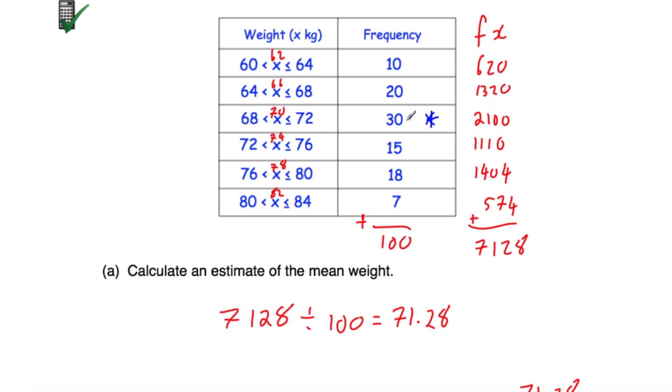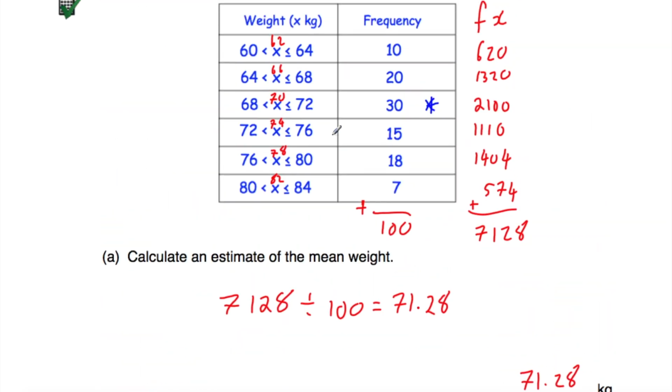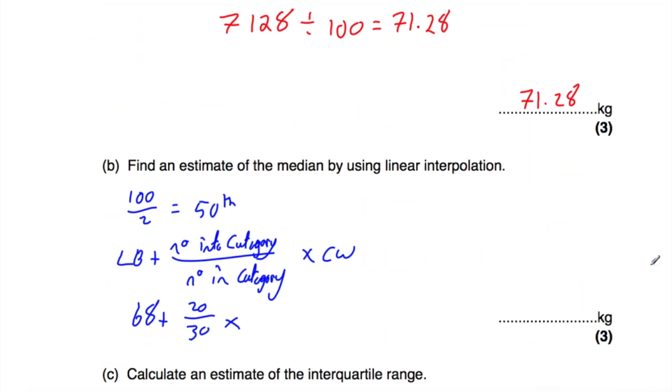So 20 out of the 30. So 20 30ths of the way through that group. So the number into the group is 20. We need to go 20 into the group, and there's 30 in the group altogether, times the class width. And if we have a look at this class width, we do 72 take away 68, which would be equal to 4. So we find the class width by doing the upper bound take away the lower bound, 72 minus 68, which is 4. So we're going to multiply by 4.